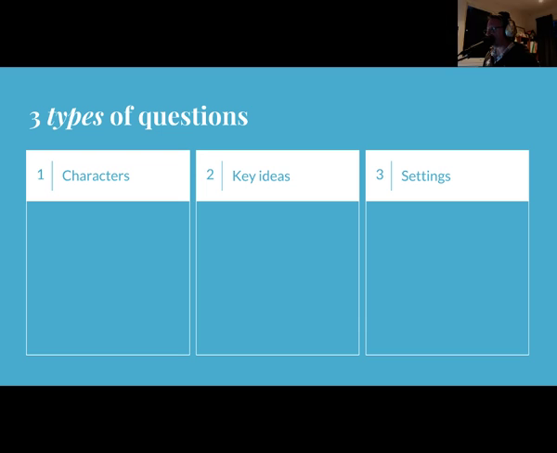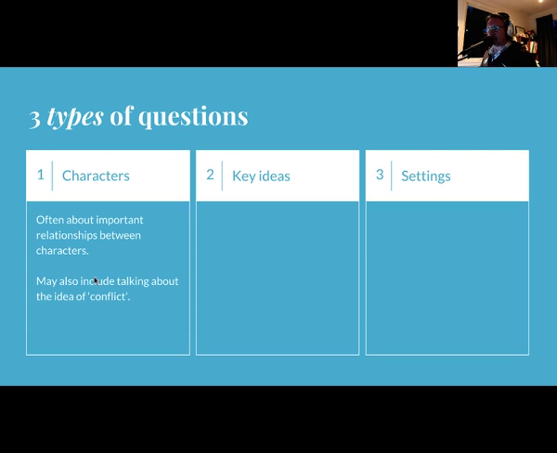So there are three types of questions: one on characters, one on key ideas, and one on settings, and you pick one. Let's have a look at what characters is about. Characters is often a question not only talking about a single character, but talking about the relationships between characters. So it's good to have a notion of a couple of characters and how they interact. If you're talking about two characters in a novel, you might also be talking about the idea of a conflict between the two.